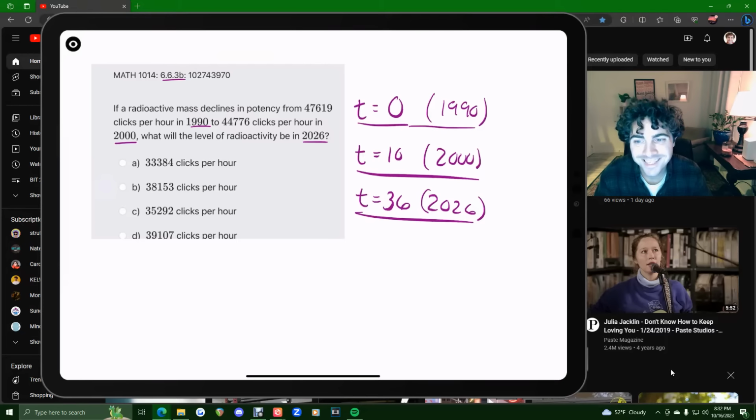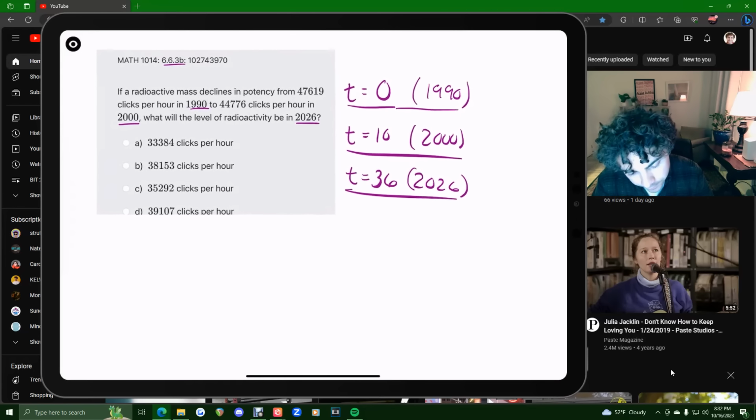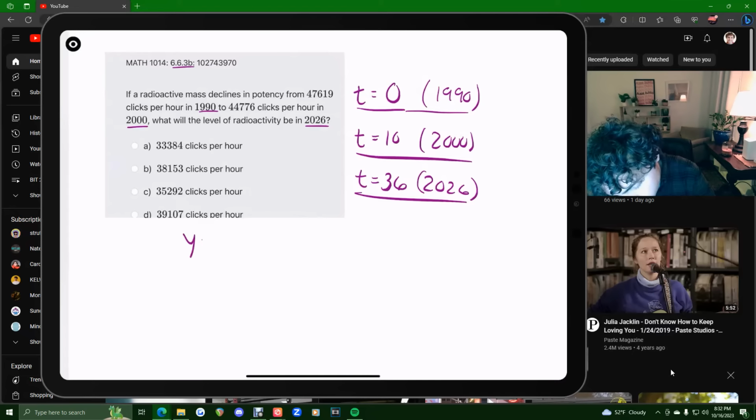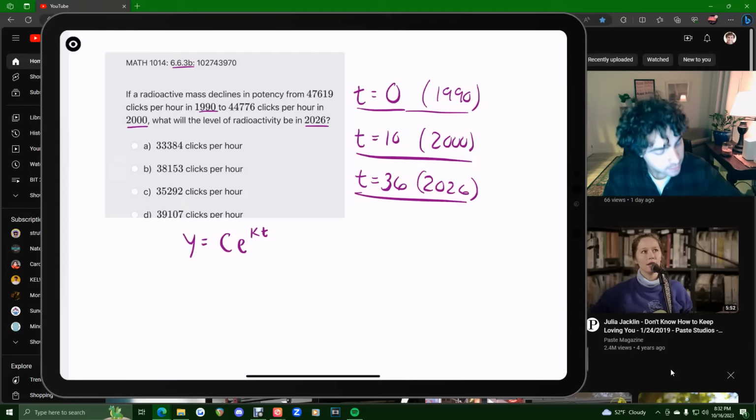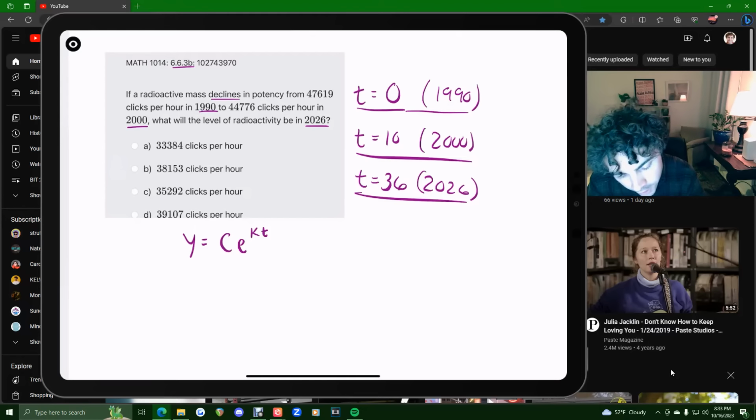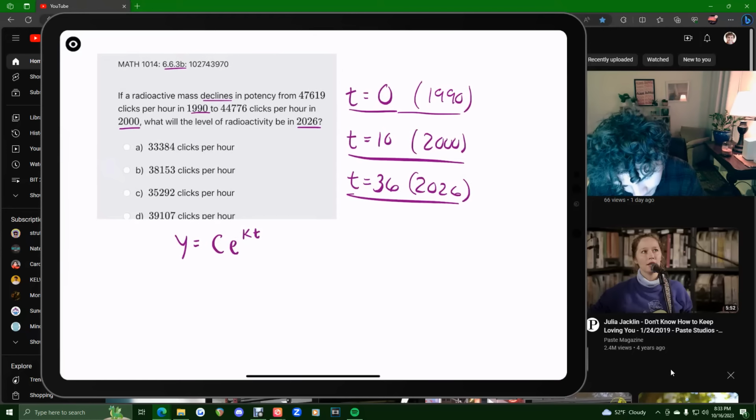Now that we have that, we are going to be using the structure y is equal to C e to the k times t. This is our exponential growth or exponential decay function, because we have a decline in a real life scenario here. It's usually an exponential decay. So first thing is this.